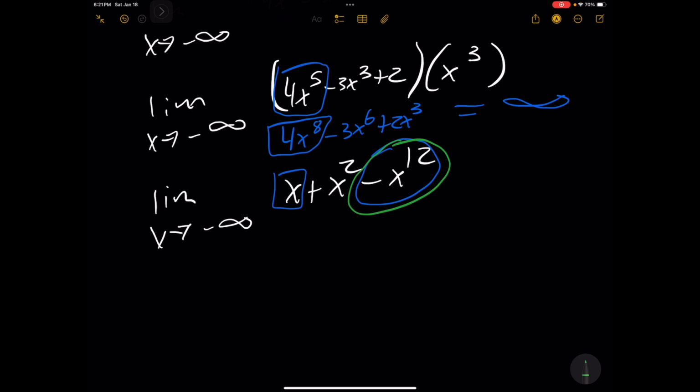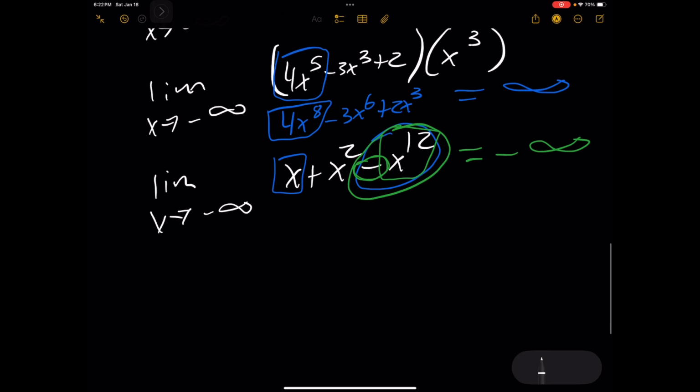And we see that we have a negative number outside of an even-powered polynomial. So no matter what we plug in, whether it's negative or positive, we're going to get a positive number out of this, but then it's being multiplied by a negative sign. So this is always going to be negative. So the limit as x approaches negative infinity is going to be negative infinity. And so that's how we deal with these functions, these polynomials.